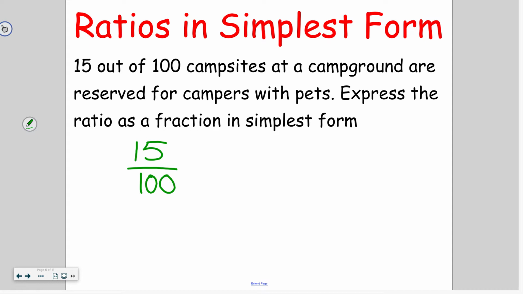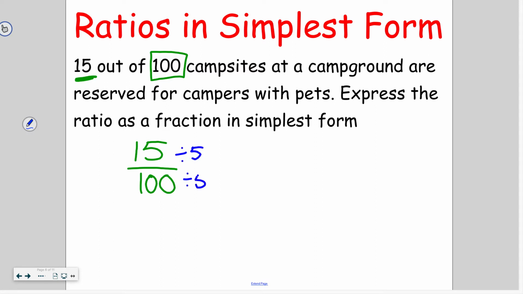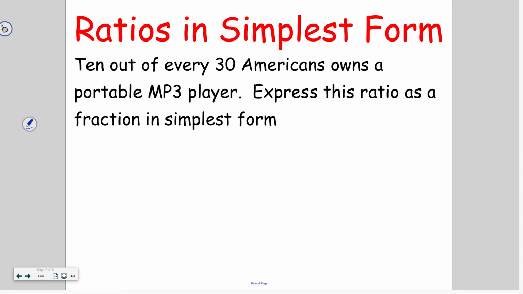When you are converting from a word problem to an actual numerical value, this first number is always going to be in your numerator, and your second number is going to become the denominator of your ratio. Then it asks us to simplify this. Both of these can be divided by 5, so we end up with 3 out of 20. Go ahead, pause the video and try this one on your own. Hit play to check your answer.